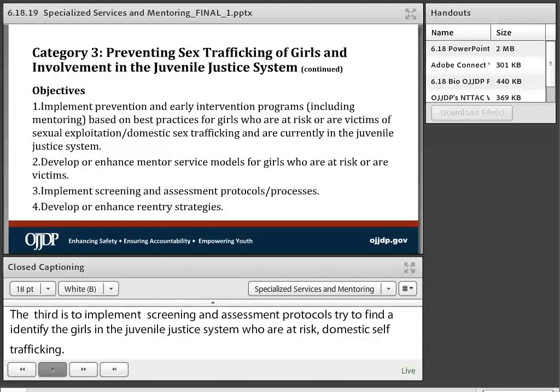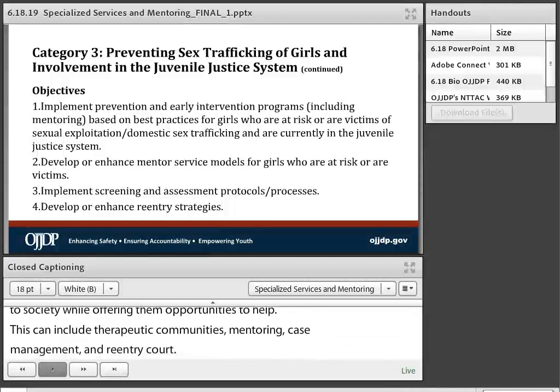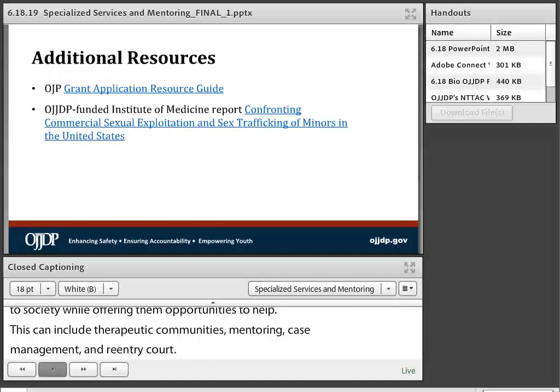Now this can include therapeutic communities, mentoring, case management, cognitive behavioral programs, and reentry courts. Program models should be evidence-based and consider girls' unique life experiences and should address the effects of past trauma, the fear of stigma, the need for trusting relationships with adults. Agencies that could be involved in reentry efforts could include residential facility staff, juvenile probation or parole officers, mental and behavioral health service providers, and other community-based treatment providers, schools, family members, and other adults who can support the returning girls. A juvenile justice entity can apply for Category 3.